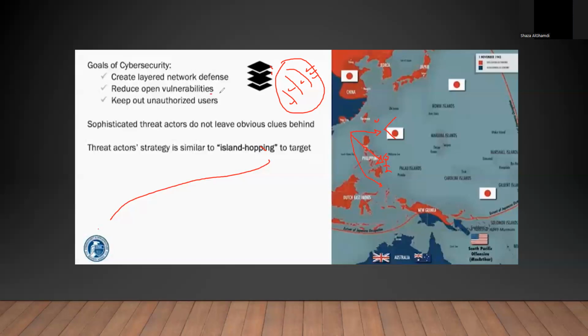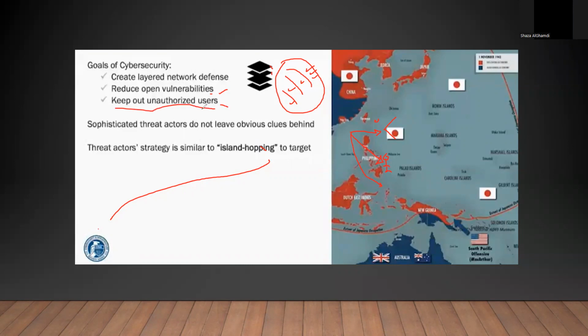Next, reduce open vulnerabilities. We taught you in the early beginning of this course how to do vulnerability scanning and how to validate the scanning, to check whether we have a real vulnerability or not. Part of your risk assessment is to find vulnerabilities within the network before the bad guys find them. So we taught you how to find vulnerabilities in hosts and networks. And lastly, keep out unauthorized users. This is basically achieving confidentiality for your system.